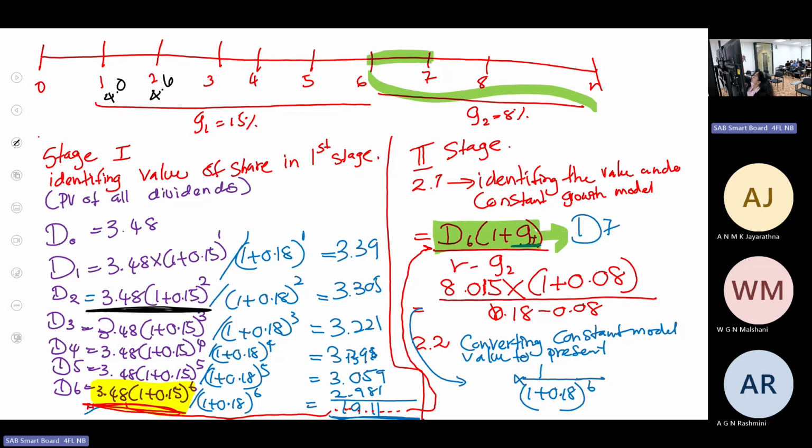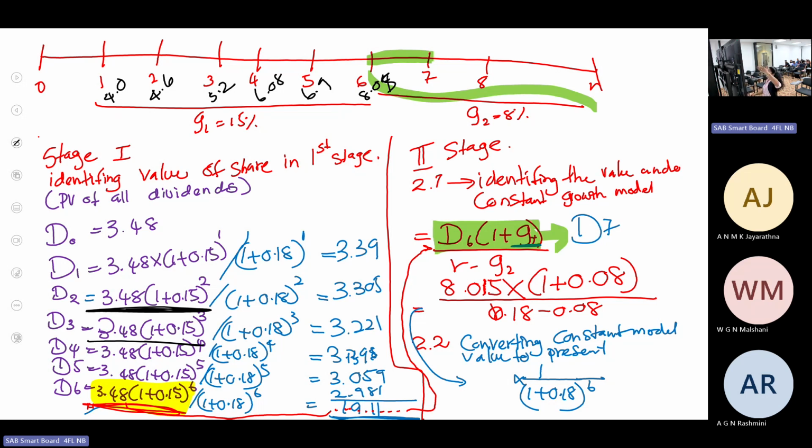4.6. D3, 5.2. D4, 6.08. Then 6.9, and 8.04. That's 0.15, or 0.5. That is the answer.